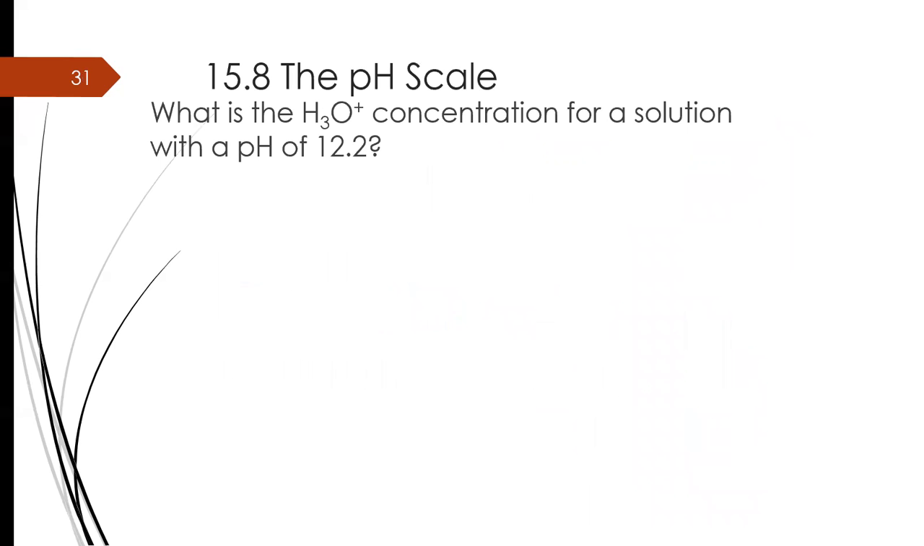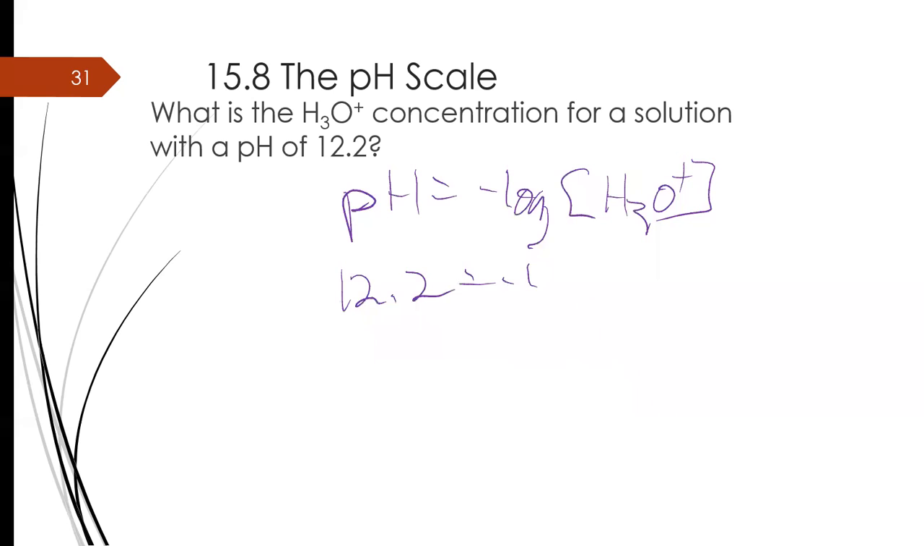And so if we want to know the concentration of hydronium for a solution with a pH of 12.2, we should be able to find that, which is pH equal to the negative log of your hydronium. We know that this is 12.2.